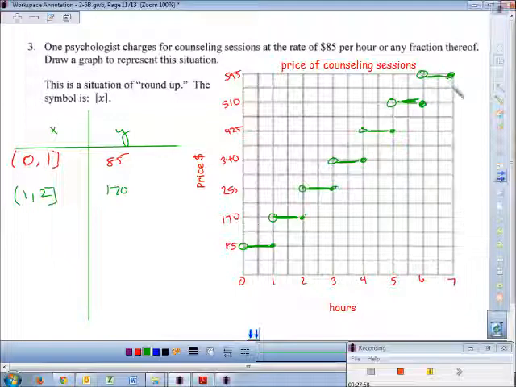Notice which dots are filled in and which dots are open if it's round up. Round up is the dots on the right are filled in. Round down, the dots on the left are filled in. Cool?